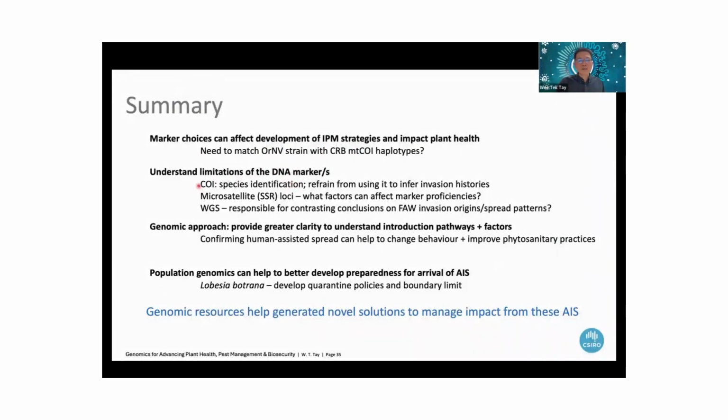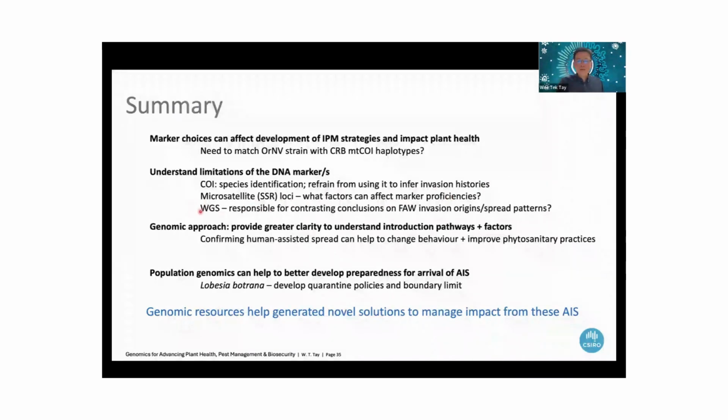So I've demonstrated the efficacy of CO1 for species identification, and we should refrain from using it to infer invasion history because often it is not reliable. Using a single small piece of DNA, we might get it wrong. Microsatellites, yes, have better power, but we need to understand what factors can affect the marker's proficiency.